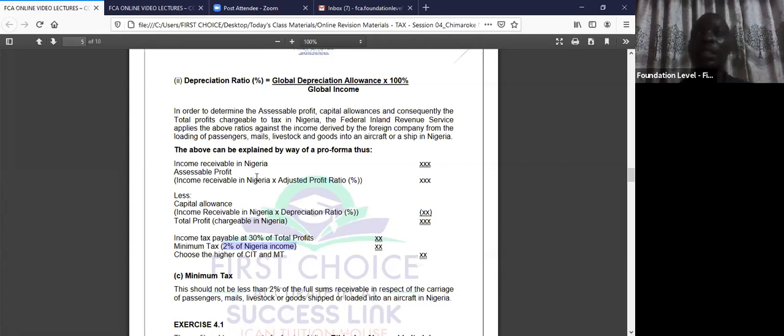So the next thing to ask yourself is, what is Nigerian income? Okay, for an airline and shipping company, the following are Nigerian income. Let me give you an example. For us to understand airline and shipping, let's look at buses, all these buses that they load in the park.